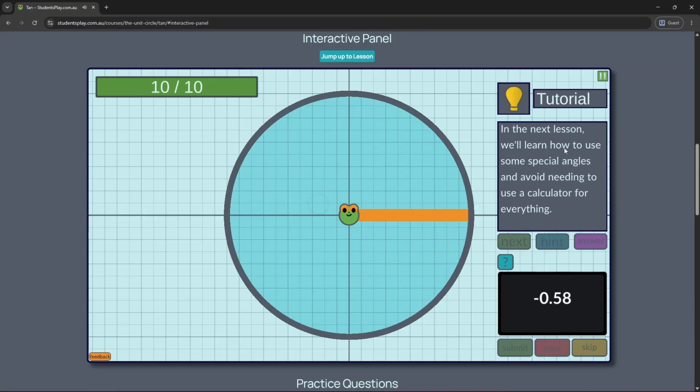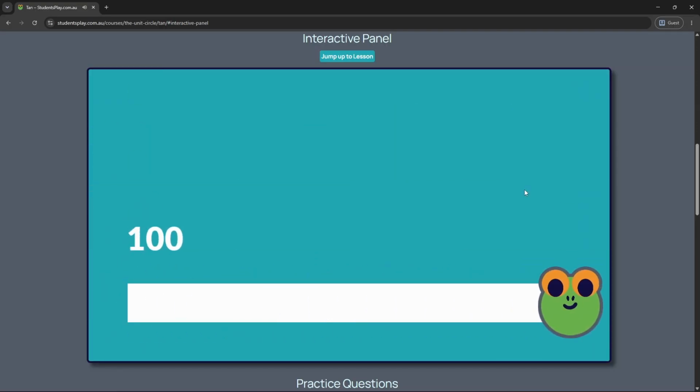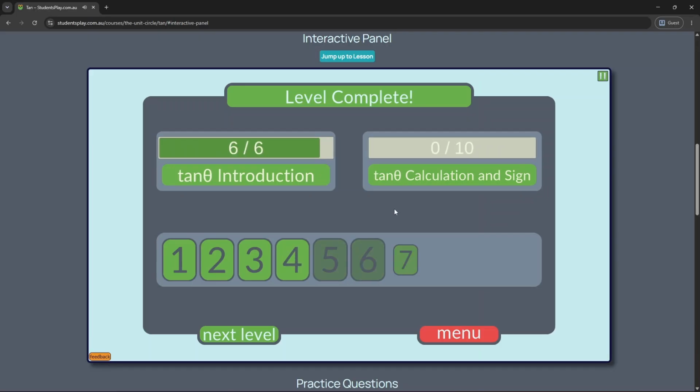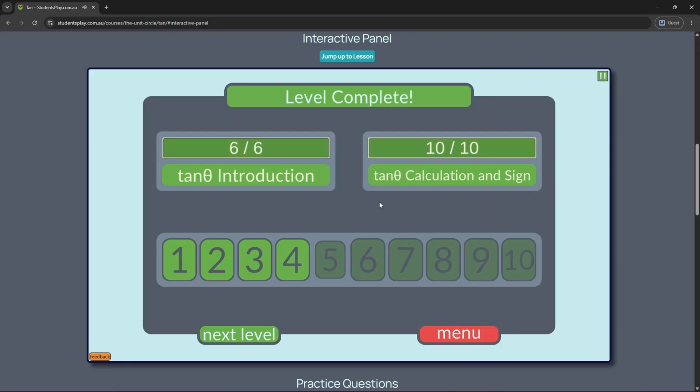In the next lesson, we'll learn how to use some special angles and avoid needing to use a calculator for everything. But let's give Mr. Frog a rest for now. All right. We did all that and we unlocked level 5.